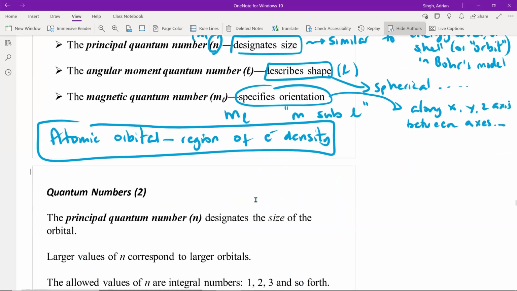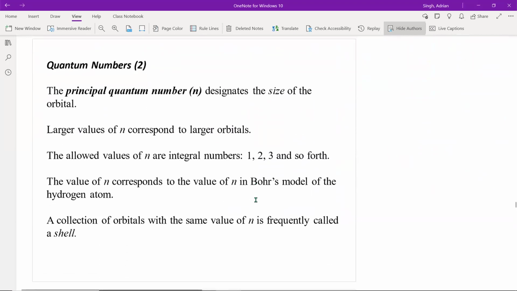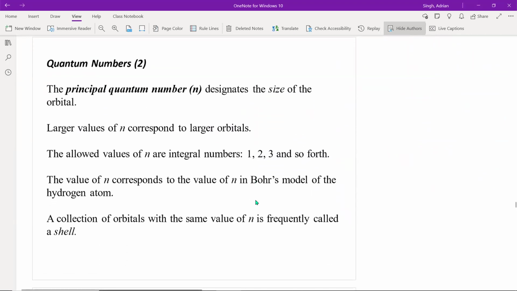Is it in a combination of the axes? Etc. Okay, so let's take a look at each of these in a little bit more detail. The principal quantum number n designates the size of the orbital, and there's a very simple relationship. Larger values of n correspond to larger orbitals, and the values for n are whole numbers.